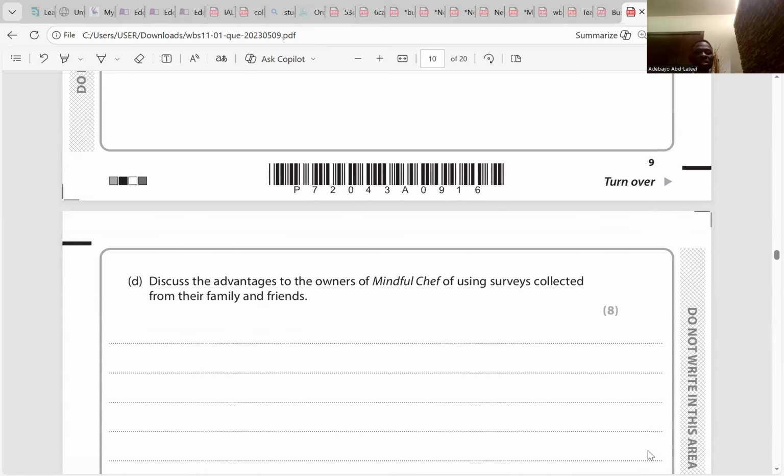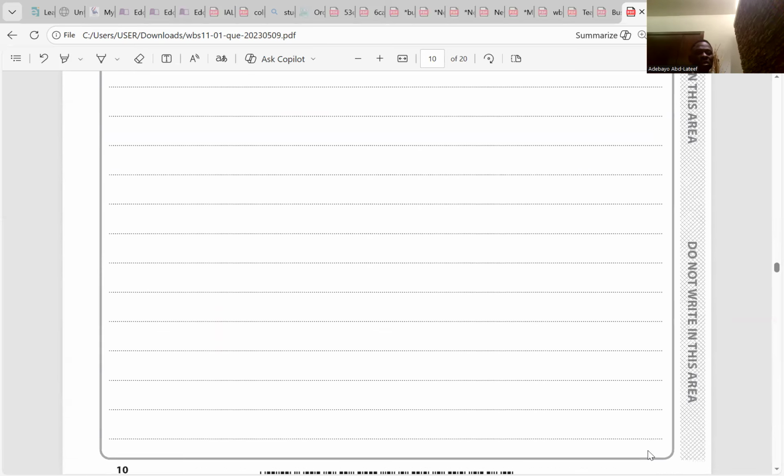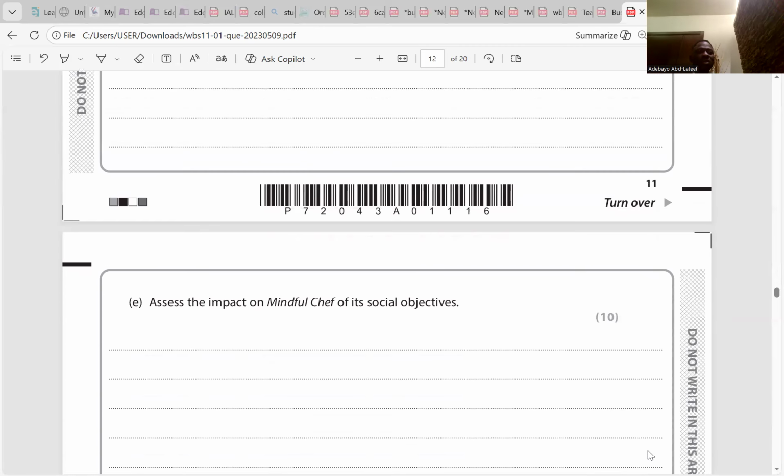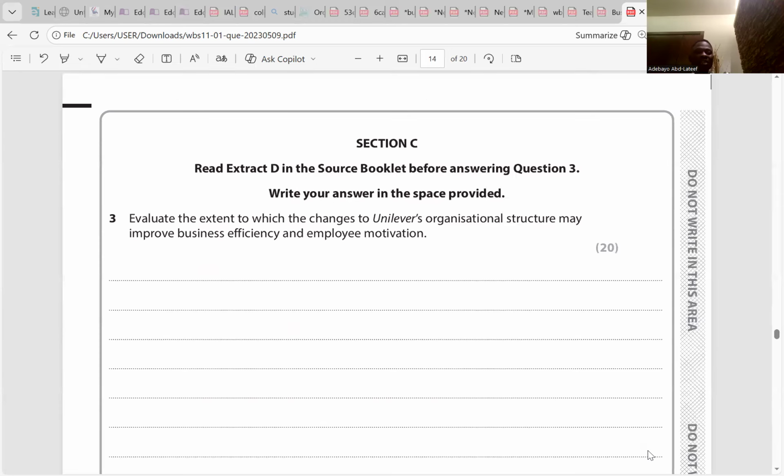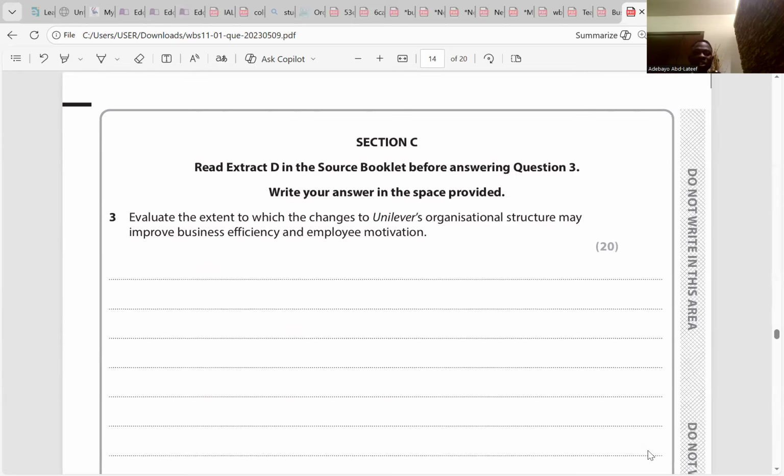Now the question says, question 3, we should evaluate the extent to which the changes to Unilever's organizational structure may improve business efficiency and employee motivation. So all we need to talk about here is motivation and efficiency.